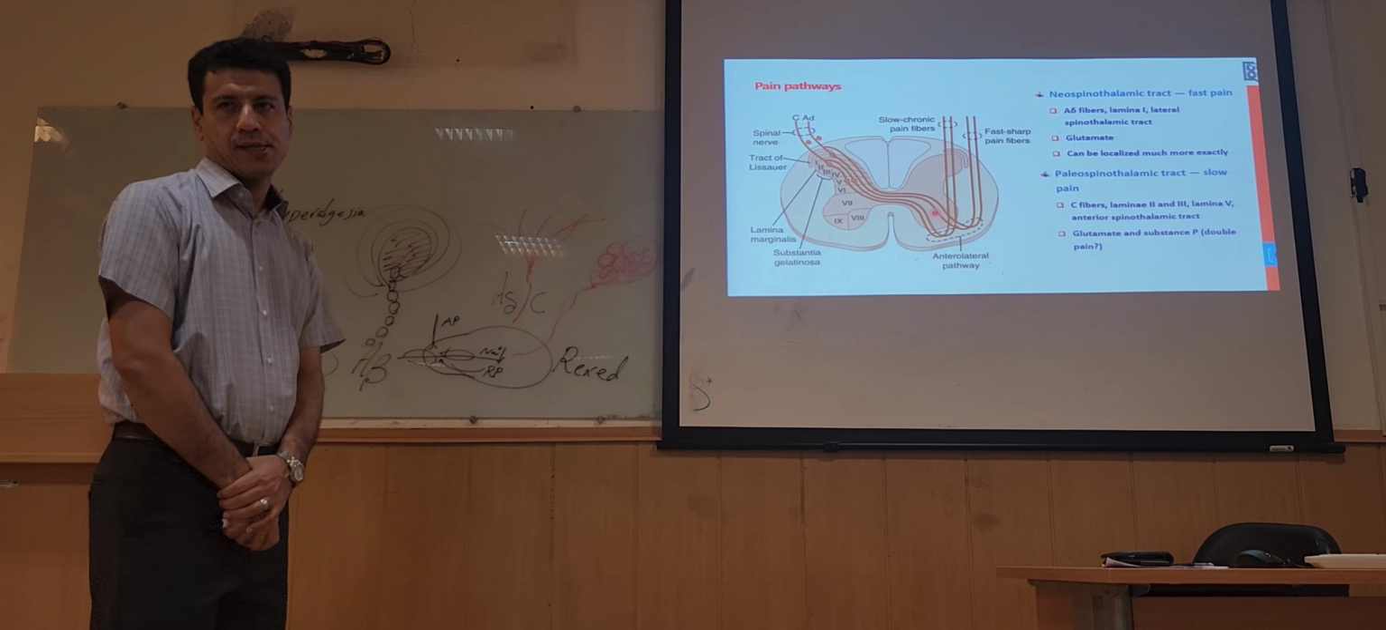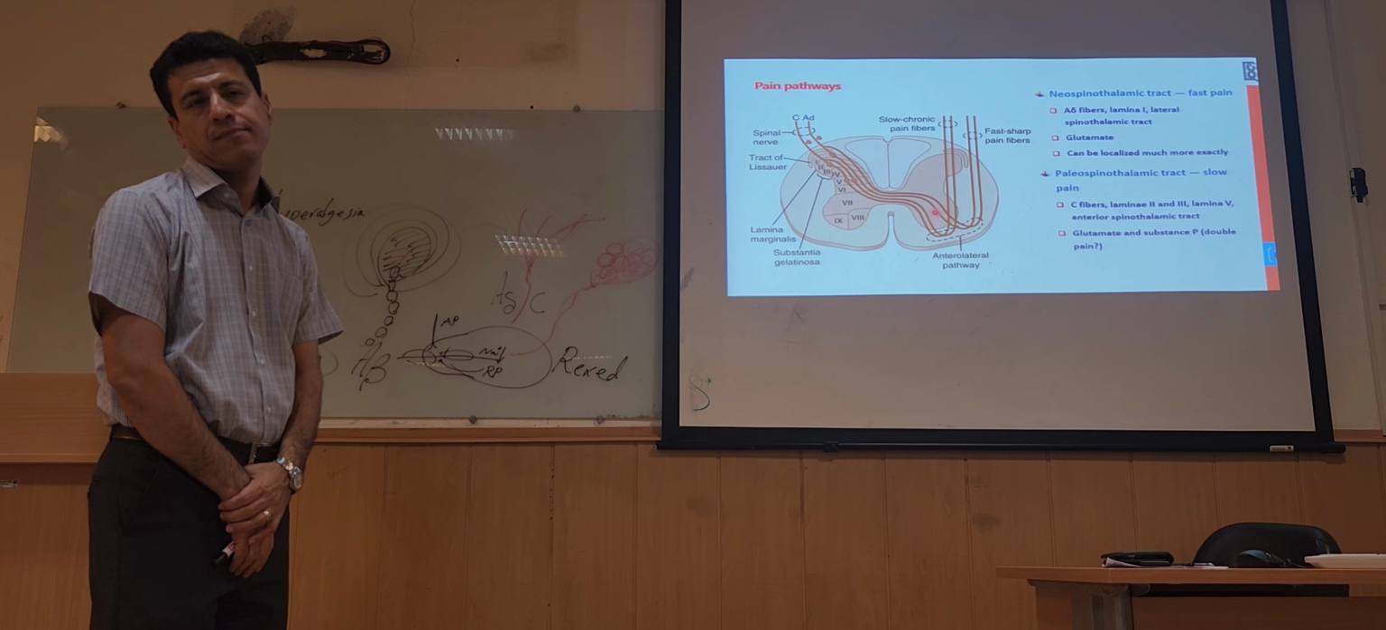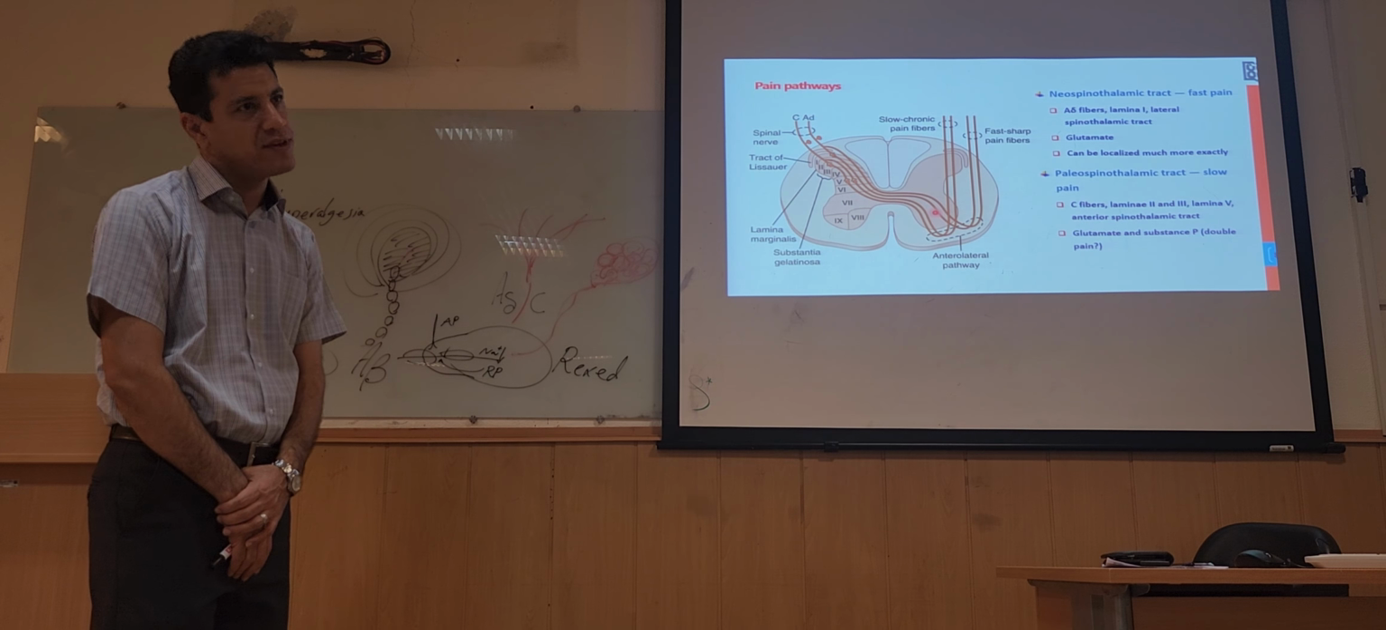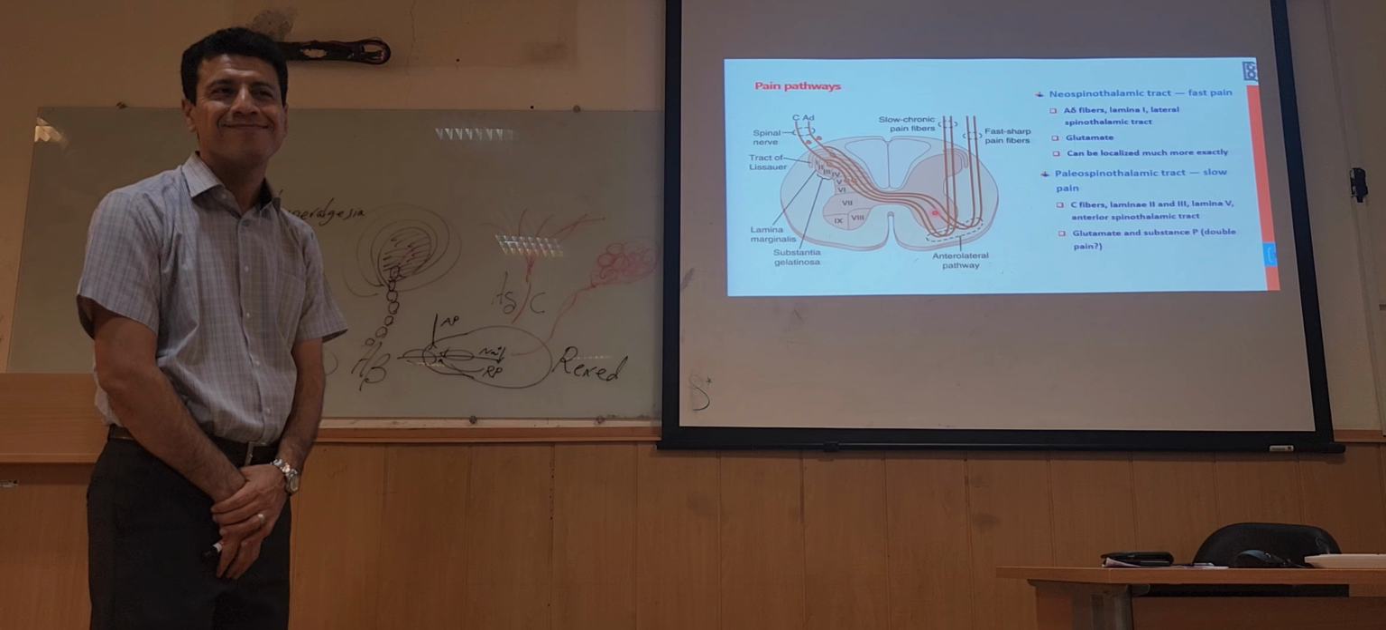Ventral posterior nucleus. Which one is involved or not involved? Not involved. Glutamate. Lamina 5 is not involved with fast pain. So you should know every detail, right?